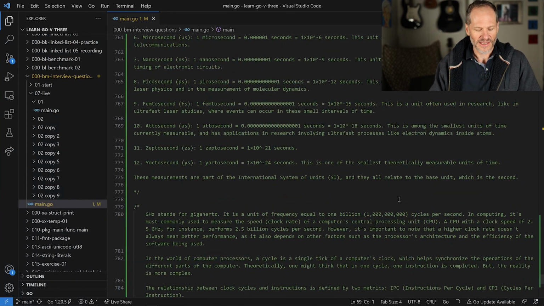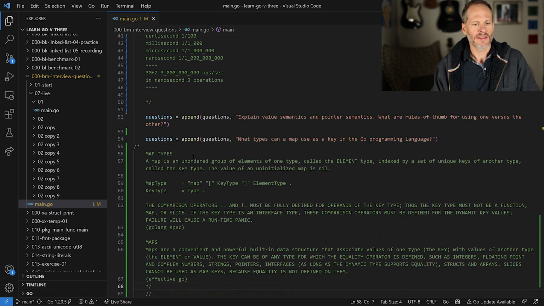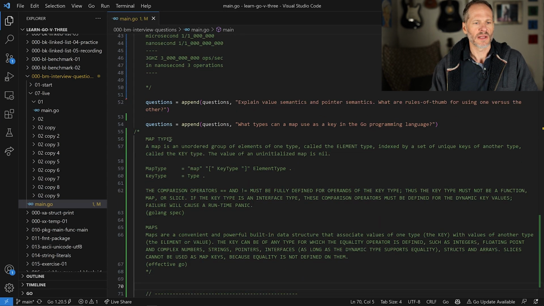Hang on one second, let me find it. All right, here we go. I found the note, and these notes are from the language specification and from Effective Go, my two favorite sources. Here we see map types. A map is an unordered group of elements of one type, called the element type, and indexed by a set of unique keys of another type, called the key type.